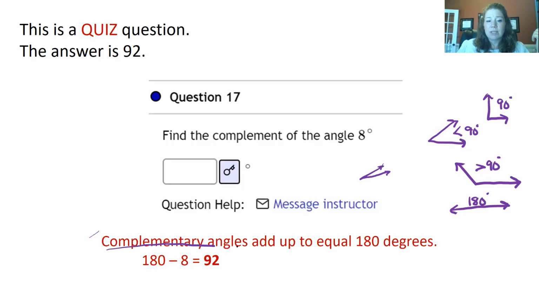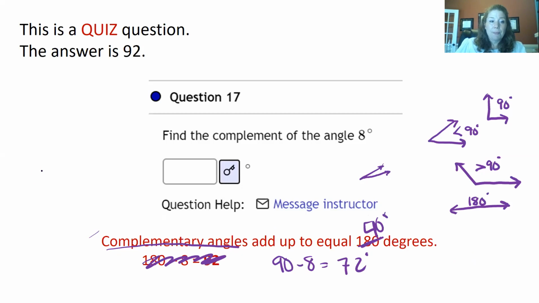Complementary angles are two angles that add up to, I even put that wrong. Complementary angles add up to be 90 degrees. My PowerPoint's wrong. Complementary angles add up to be 90 degrees. So basically you would subtract 8 from 90 and the complementary angle would have to be 72 degrees.